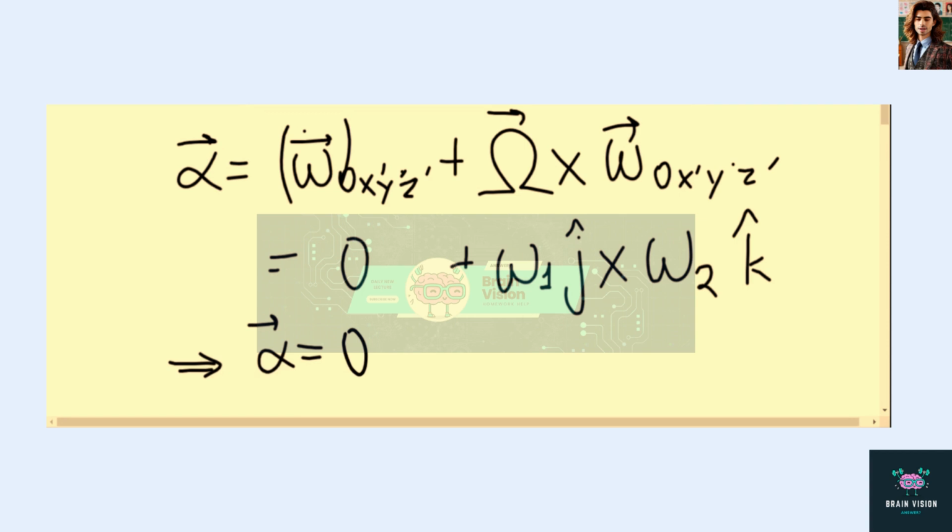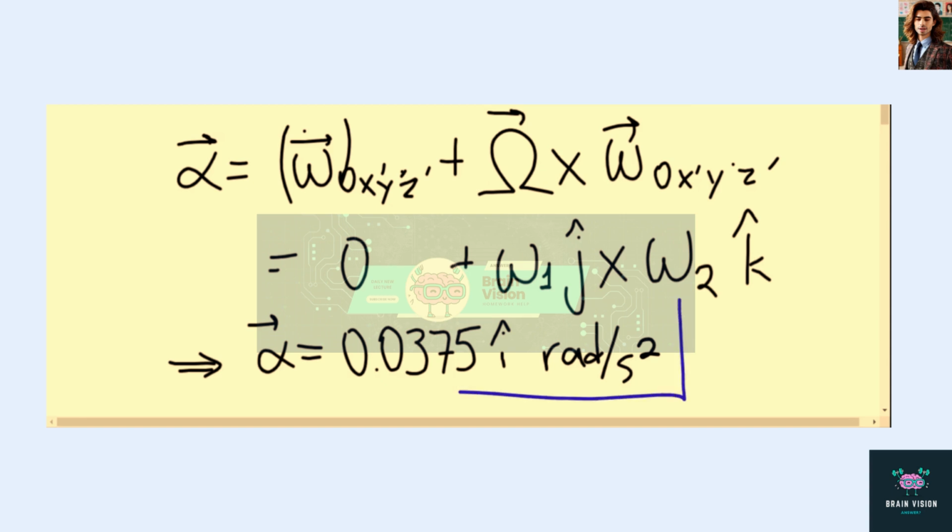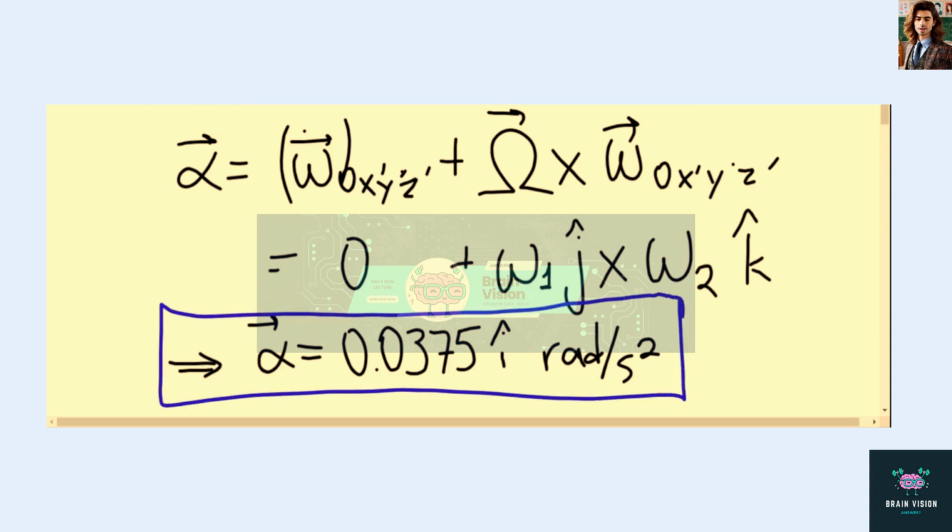Anyway, if someone does the calculations really quickly, we get immediately this result. This is radians per second squared. This is the answer for the first task.